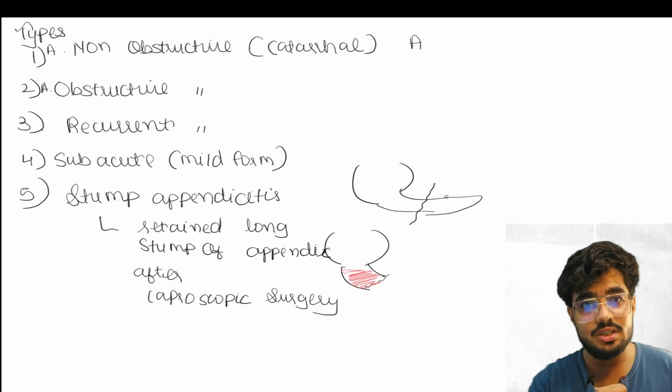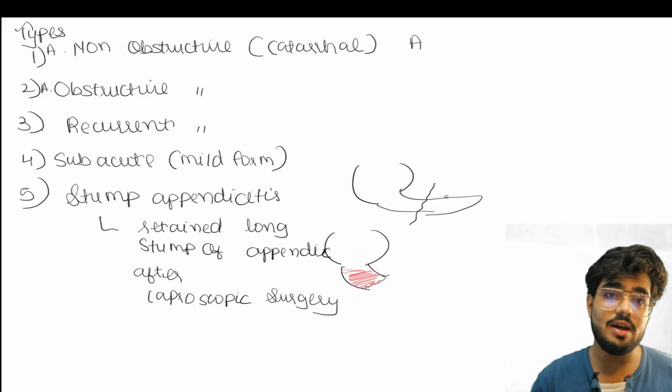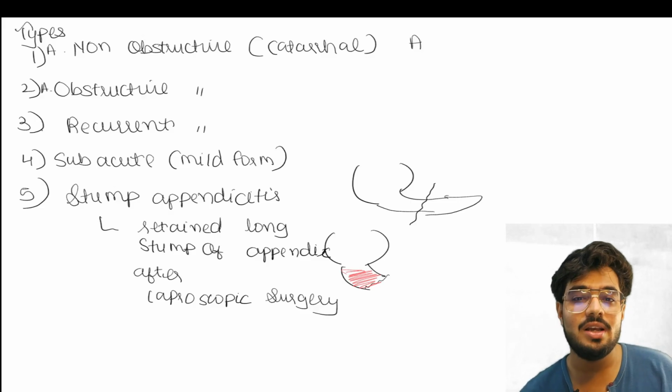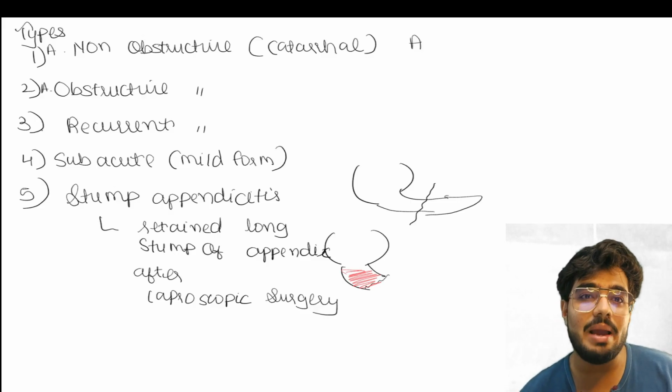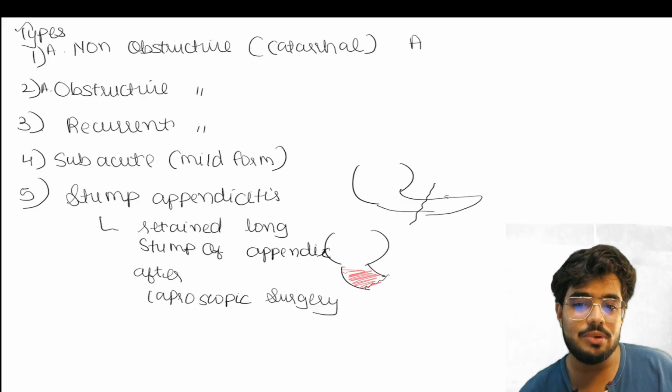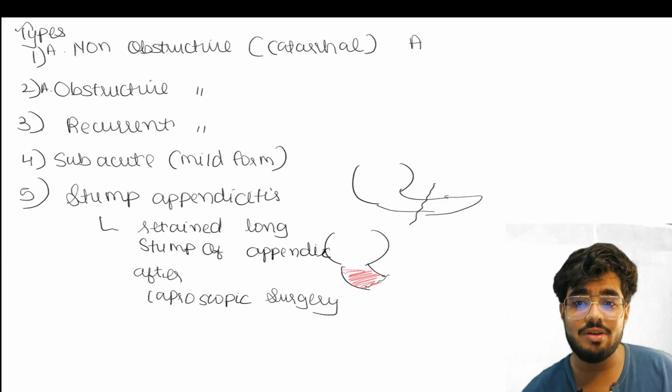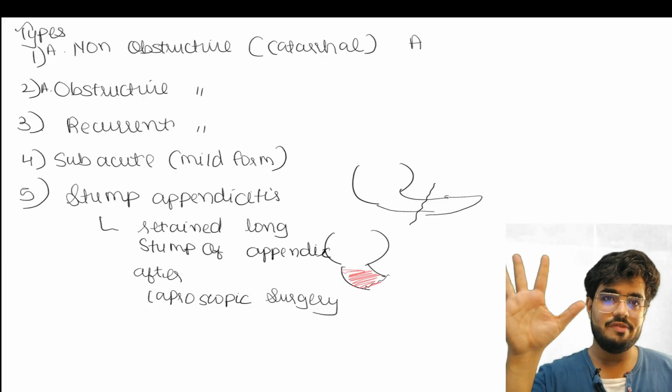And after the surgery, if a long stump of appendix is left, that can again go into inflammation, and that is called stump appendicitis. It is seen in laparoscopy when we remove the appendix and the stump is retained. That goes under inflammation, and we call it stump appendicitis. Understood? Total 5 types.